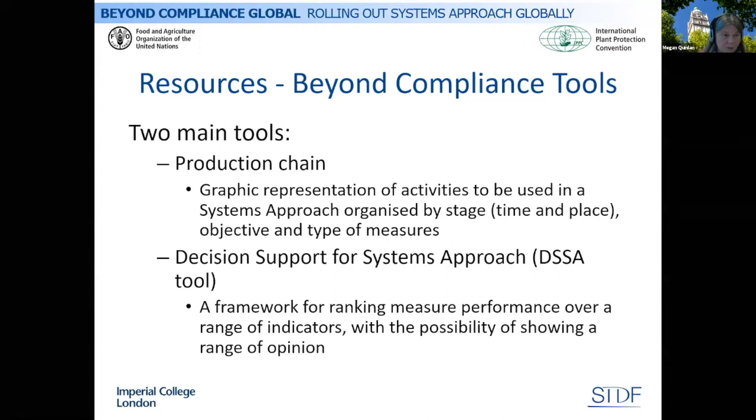So one is a graphic representation of what you're doing. It's just slightly more detailed idea of steps along a production chain. And the other is an Excel-based tool for organizing your discussion with experts about what is the efficacy and what would be the best combination of measures.